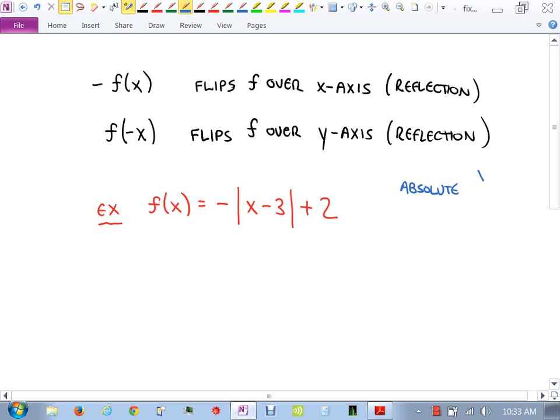We know that that looks like the V, right? Sharp corner. That's what absolute value looks like. So I know it's that graph, but what do I do with it? So let's go in proper order here. What would come first?